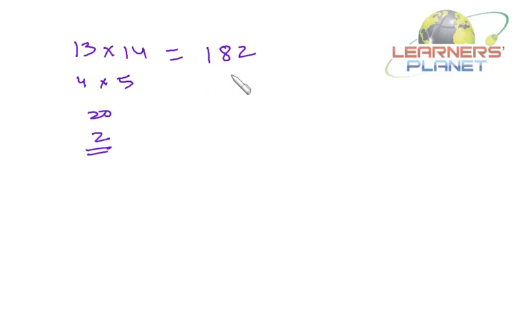Now let's see what's there in 182. It's 1 plus 8, 9, 9 plus 2, 11, 11, that is 1 plus 1, and further we are getting 2. So we see the digital root of both sides is the same.